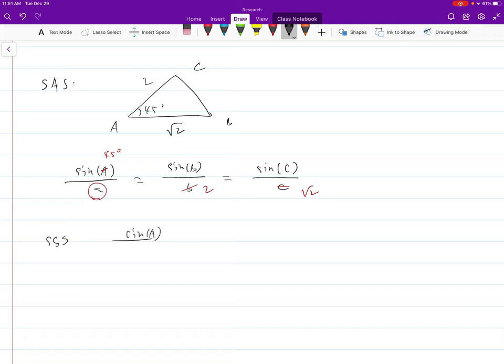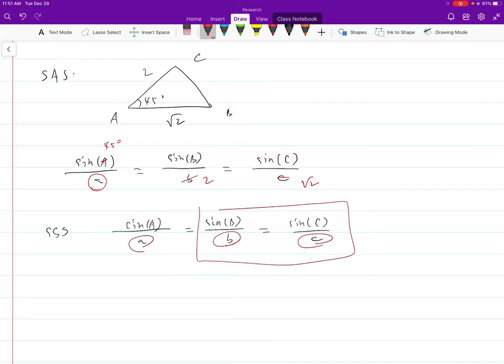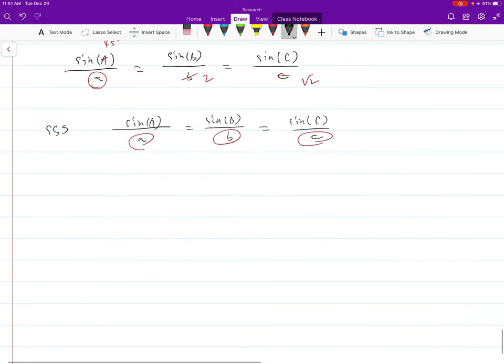Similarly, for the SSS case, that means you have sine A over A equals sine B over B equals sine C over C. And you know these 3 numbers. Again, it's the same trick. You know 1 of each. So no matter how you set up the equations, you will always have more than 1 unknown, which you cannot do. That's why, again, we need the law of cosine. Okay, that's for later.